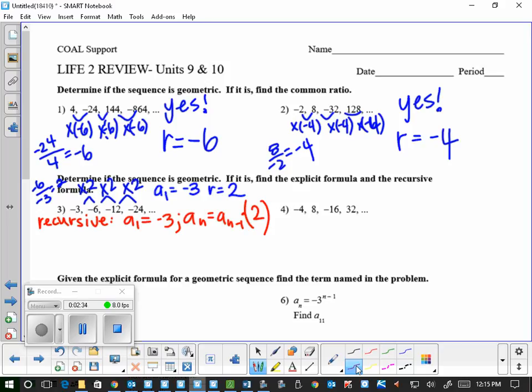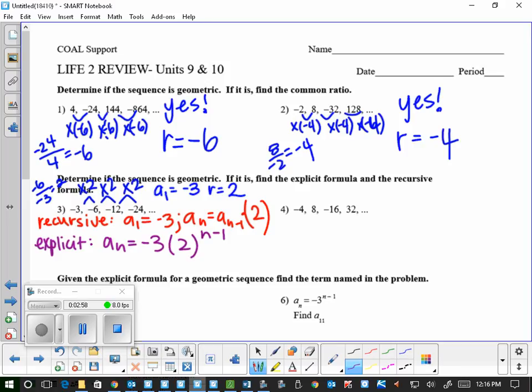Then the explicit formula: we have a sub n equals a sub 1 times r to the n minus 1. Now we can plug in a sub 1 is negative 3. So a sub n equals negative 3 times 2 to the n minus 1.